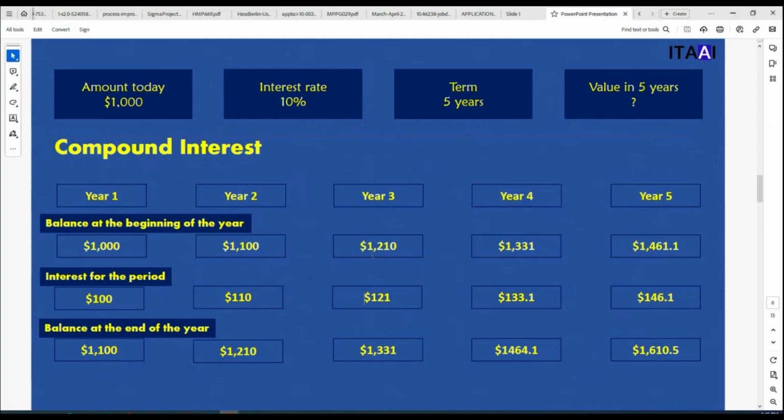And this will be my starting point for year four. I will multiply this by 10% again. That gives me $133.1. So at the end of year four, I'll be having this much amount, that is the addition of start plus interest earned, which is $1,464.1. And at the beginning of year five, this will be my starting point. I'll multiply it with 10%. So this is my end balance. If I add these two up, I get $1,610.5. So this is the amount I get using the compound interest formula.